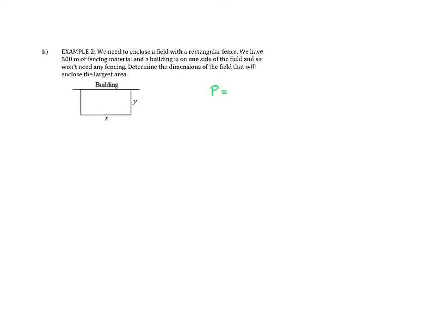So P, in other words, is equal to, we've got 500 meters of fencing. So we've got that plus the x plus the y, we can make up 500 meters from that. So 2y plus x. So 500 is equal to 2y plus x.